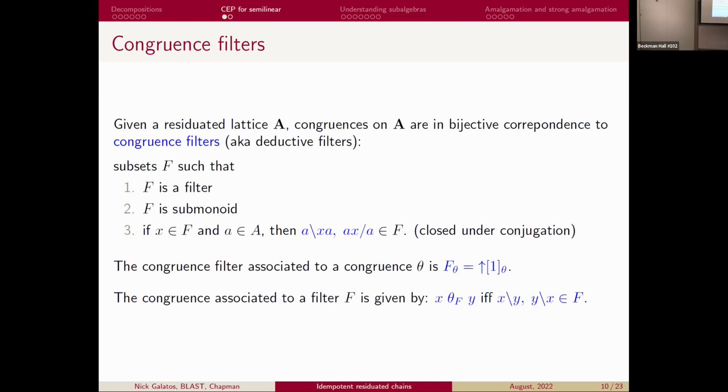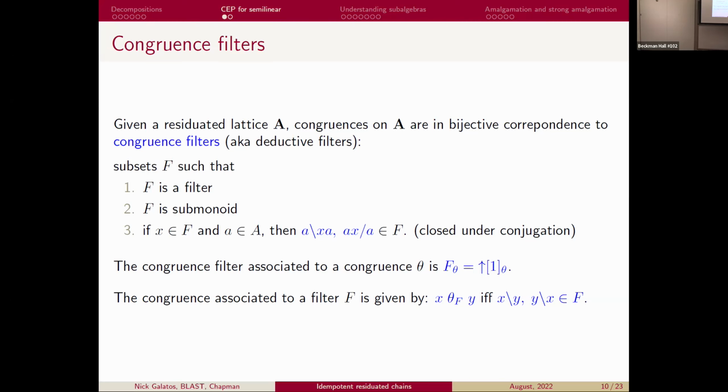We were reminded that in groups, congruences correspond to normal subgroups. We know that in Boolean algebras, congruences correspond to filters. This is somewhere in between groups and Boolean algebras, so it's not a surprise that you can also get rid of congruences and just focus on specific subsets. What are these subsets? They're filters, like in Boolean algebras, but you also have to be a submonoid, closed under multiplication, containing the identity. And like in groups, you have to be normal. You have to be closed under conjugation. We don't have an inverse, but we can still have division, and they do the same job.